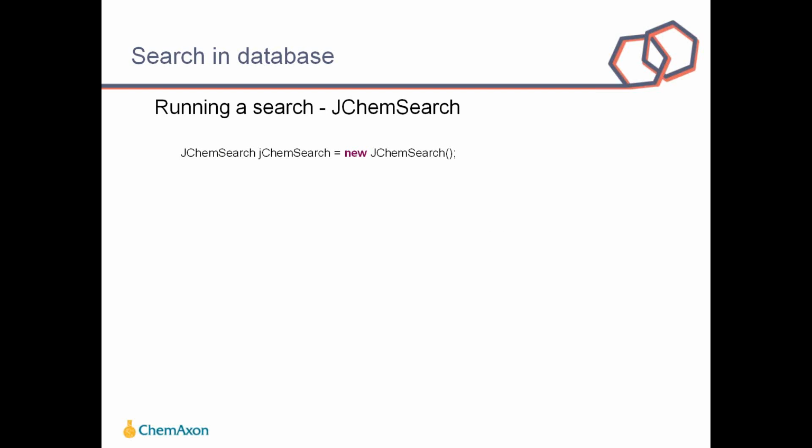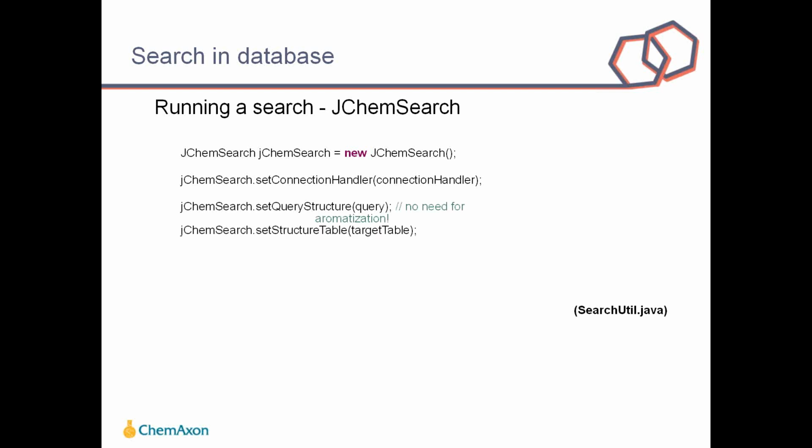So how to run a search? We have already created the JChemSearchOptions object. Now we instantiate the JChemSearch class for database search. This will be seen in SearchUtil.java. Then you can set the connection handler. As I mentioned, it's already taken somehow. Set the query structure and set the structure table on which you want to perform the search.